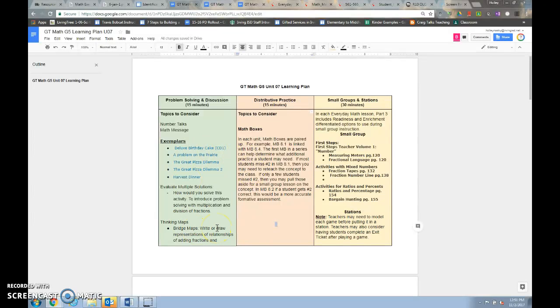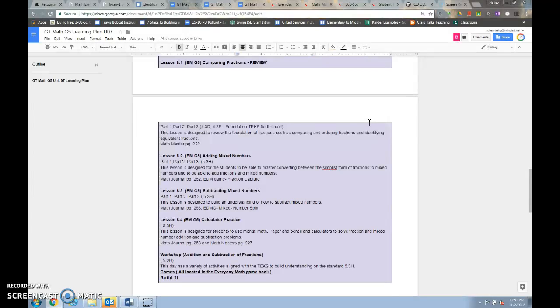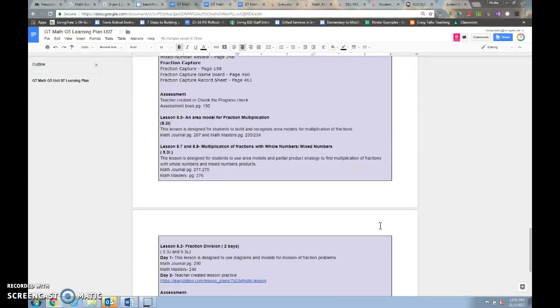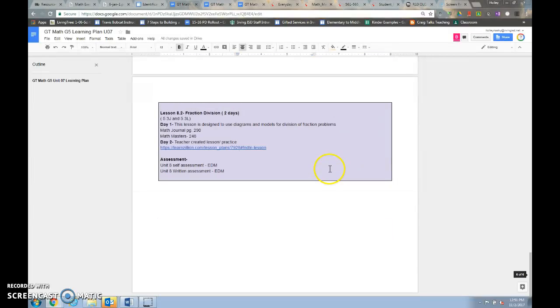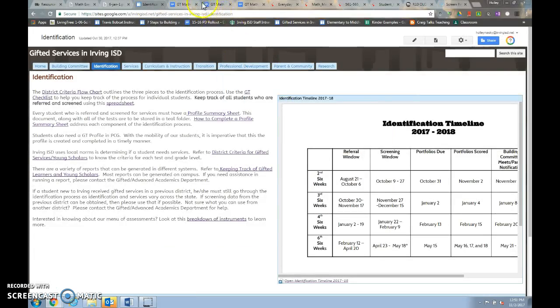You can also use your Lone Star for 5.3H and 5.3I, which is fraction multiplication, and then 5.3J and 5.3L for division. So these are your standards. Here's your plan. Everything's in the 5th grade book for that unit.